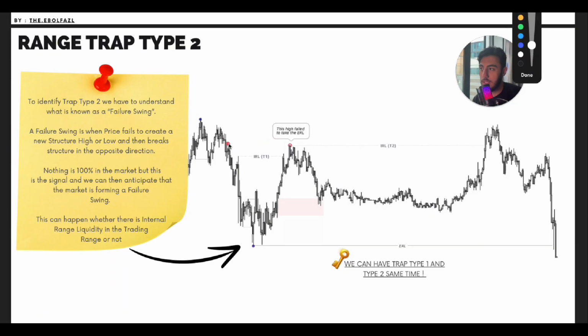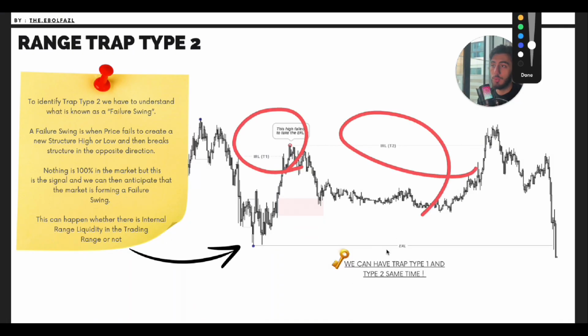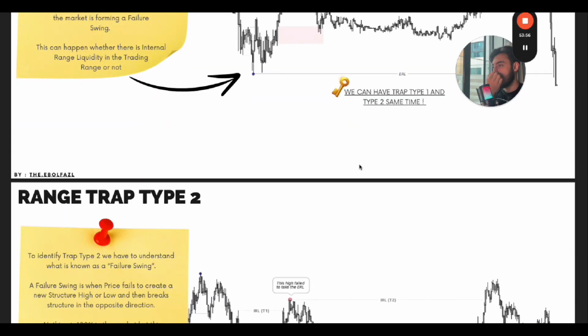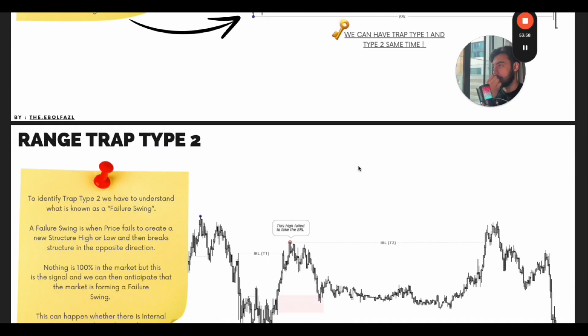If you draw a line here, say I don't know if price takes this high or not, if not, you can see price comes back and takes this high again. This is one of the powerful internal liquidity formulas that you can use. This is how you can understand, once you have multiple internal liquidity, which one has a high percentage of price taking it out. We can have a trap 1 and 2 at the same time.